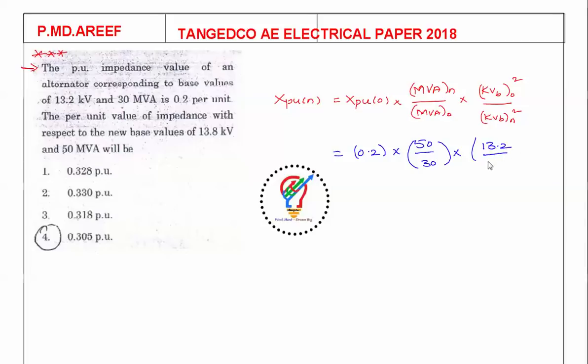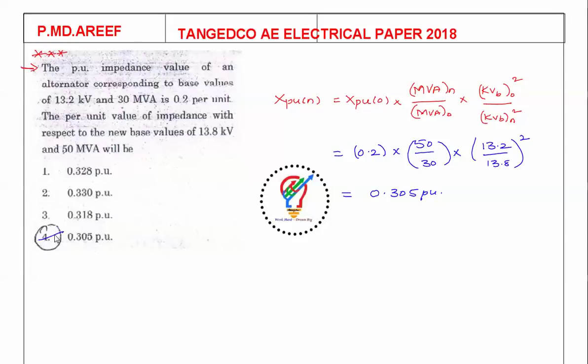13.2 divided by the new value is 13.8. I can take it as a whole square. So if you solve this, you may get 0.03. That's wrong, let me correct. So 0.305 per unit is the answer. So this is the right answer.